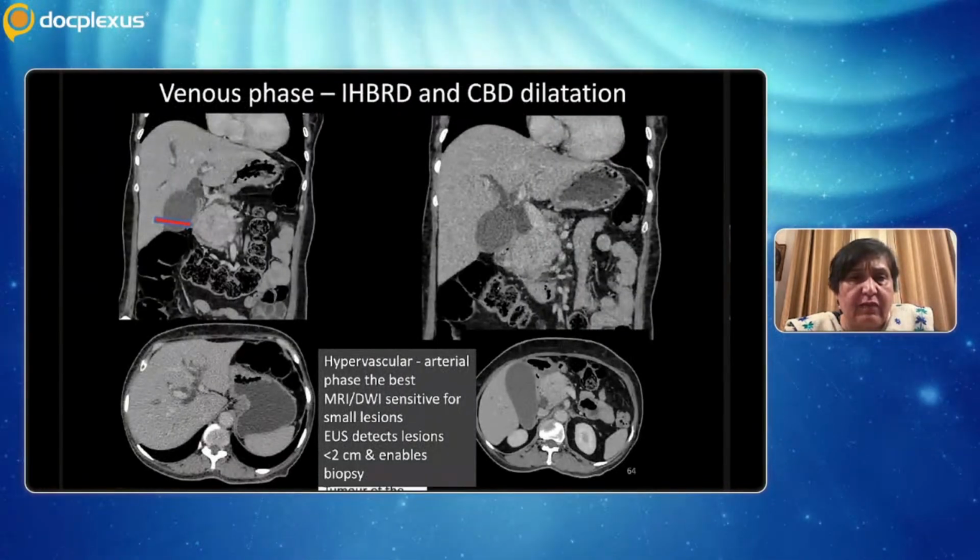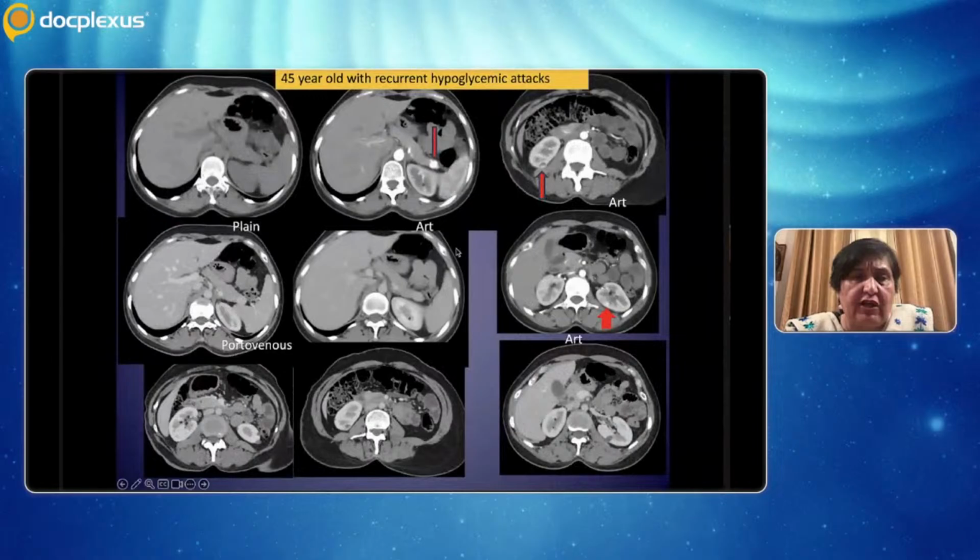And this is another patient, and you can see this is a tiny neuroendocrine tumor of the pancreas. In the early arterial phase, you could pick it up, but if you go later, you may not pick it up at all. This patient also had tiny enhancing lesions, neuroendocrine tumors, which were there in the kidney as well.